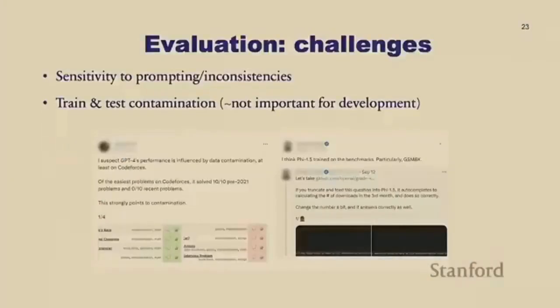Train-test contamination. This is something which I would say is really important in academia. Given that the talk is mostly about training large language models, for companies it's maybe not that important because they know what they trained on. For us, we have no idea. So for us, it's a real problem. There are many different ways of trying to test whether the test set was actually in the training set.